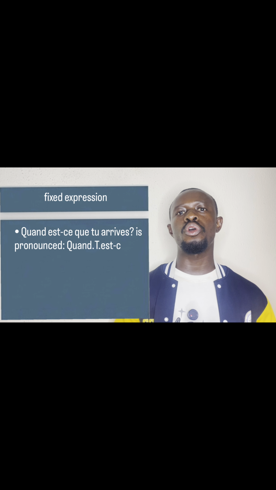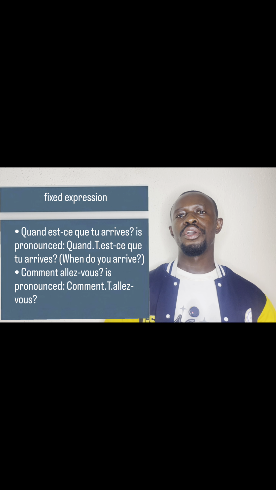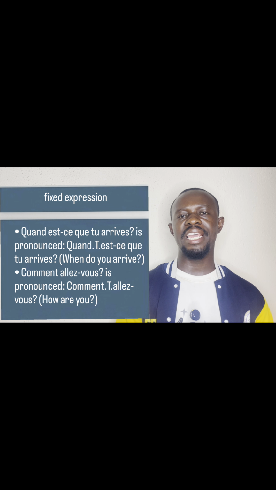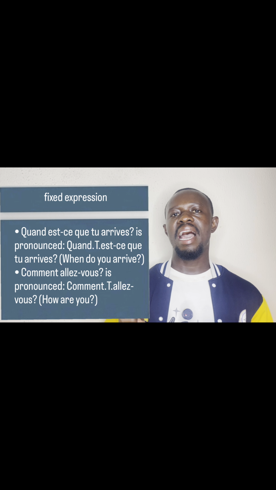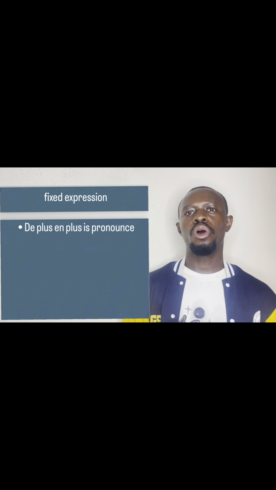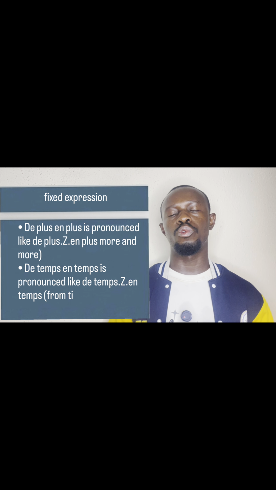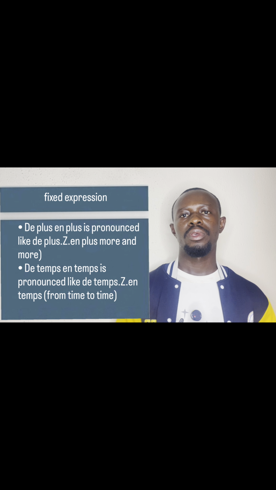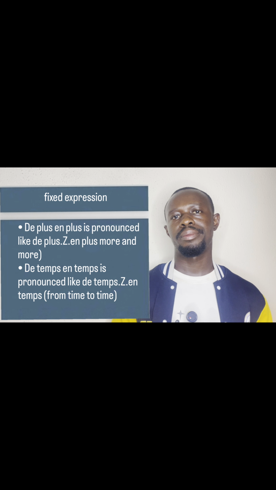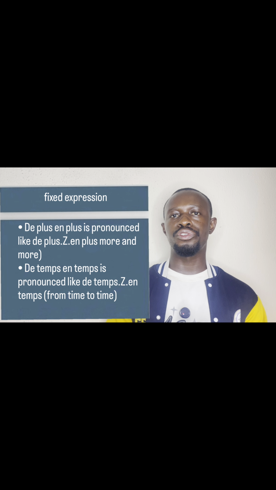The liaison is mandatory within a fixed expression. So you can find it in "quand est-ce que tu arrives?" So we say "quand est-ce que tu arrives?" Or you can find it also in "comment allez-vous?" So we say "comment allez-vous?" Below are a few expressions also. So we see it in "de plus en plus". So we say "de plus en plus". "De temps en temps".